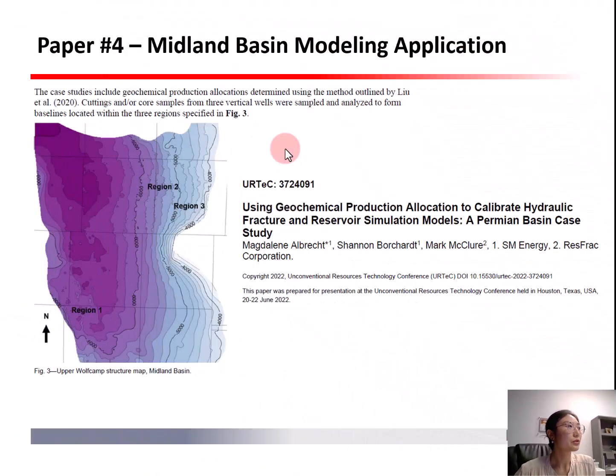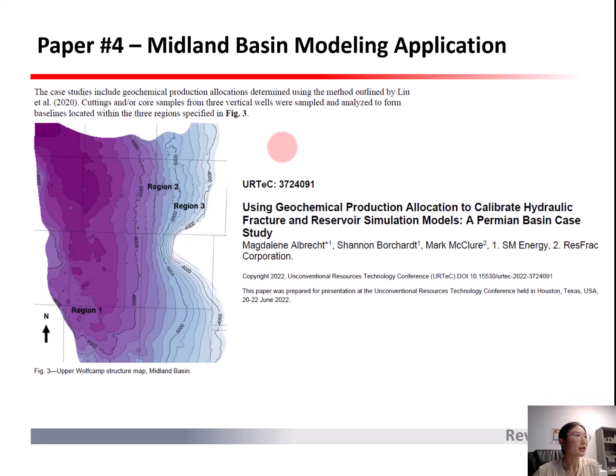Welcome back. Today we're going to talk about the fourth paper, which is the Midland Basin case study. This one is authored by Maggie Albert from SM Energy, and they used our data to calibrate a history matching model. It's a reservoir model, and they used it to get a much better match and build their confidence in the model that they will use for economic sensitivity tests. It's a heavily reservoir engineer application. I'll do my best to explain what Maggie did.